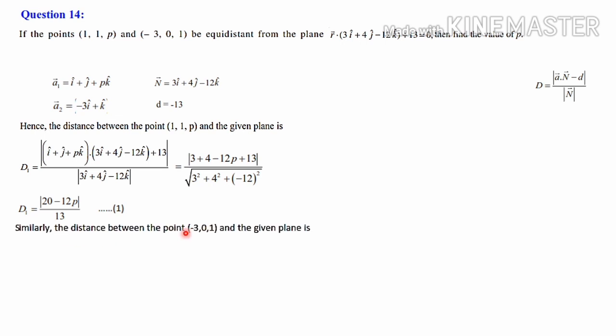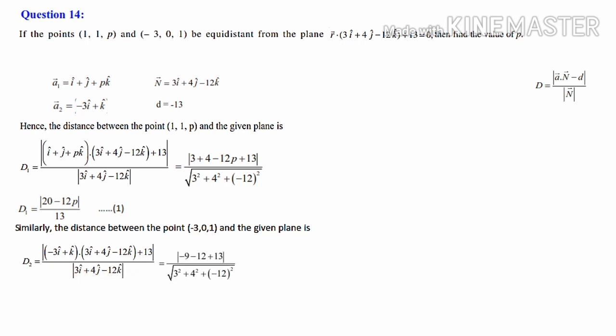Then the distance between the second point, minus 3, 0, 1 and the plane is d2. We can take d2 is equal to same formula, vector a dot vector n minus d divided by modulus of vector n. So here a in the sense a2 we have to take. a2 is minus 3i cap plus k cap dot vector n, that is 3i cap plus 4j cap minus 12k cap plus 13. Here it is minus 13, so minus into the formula minus, that is plus. So plus 13 divided by modulus of vector n, it is written here.